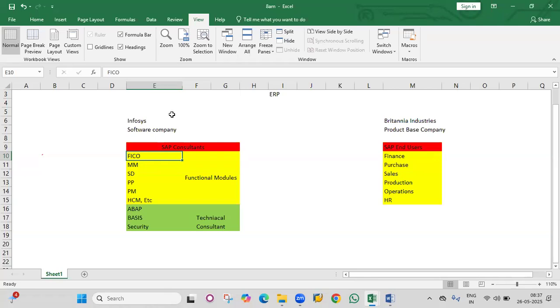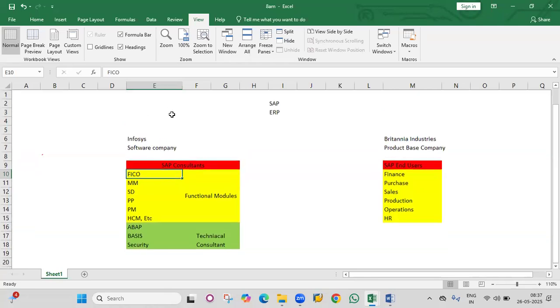So here we understood about SAP, ERP, what end users are, the types of consultants, and the roles of SAP end users and SAP consultants. I'll stop here and take up questions from you. Tomorrow I'll go with other theoretical topics, and mostly we'll start our configurations also tomorrow.